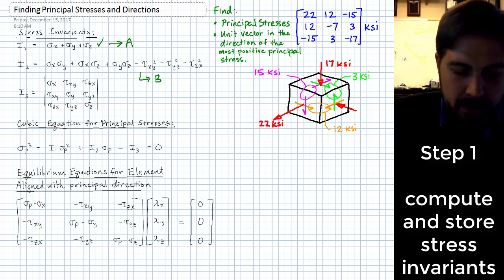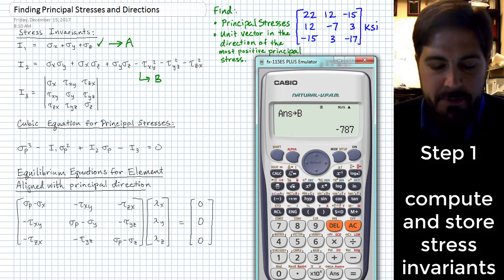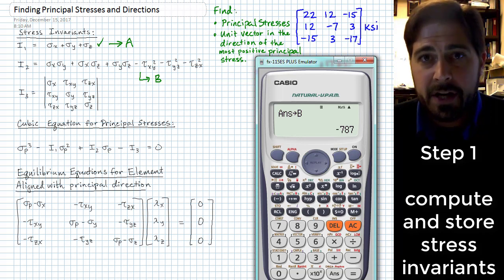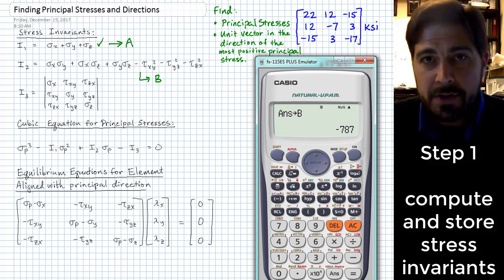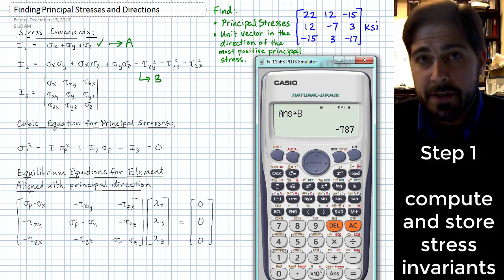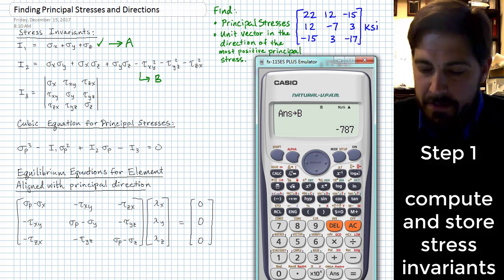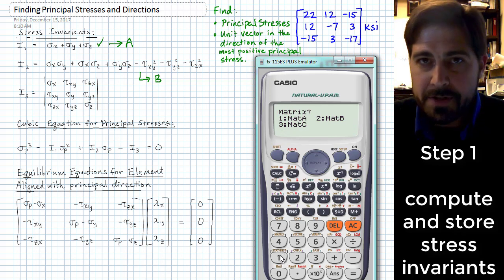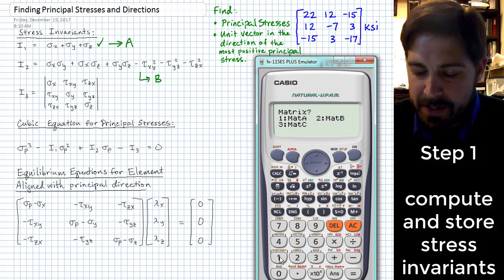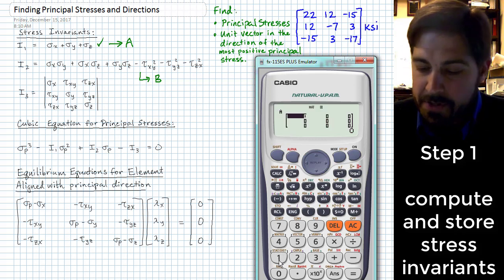The next step is really slick, because this calculator has the ability to calculate determinants. We can take this 3x3 matrix that has these stresses in it and calculate a determinant, which is really nice. To do that, we go into matrix mode. It's going to prompt us to enter some information for one of the matrices that it will store. We're going to store this into matrix A, a 3x3 matrix.